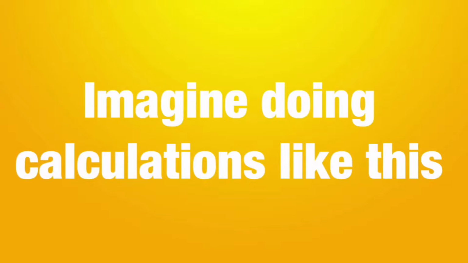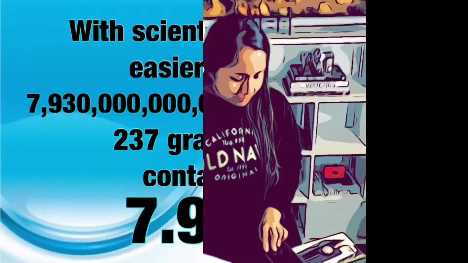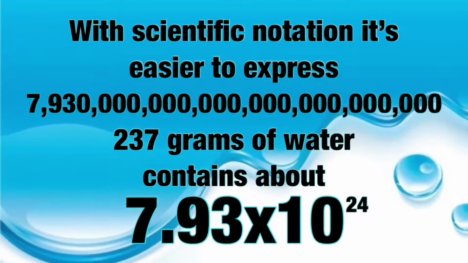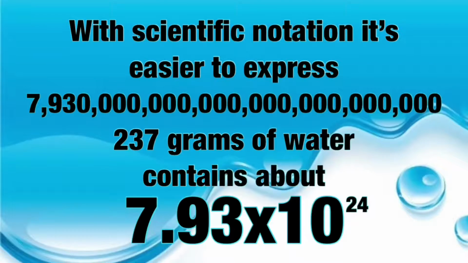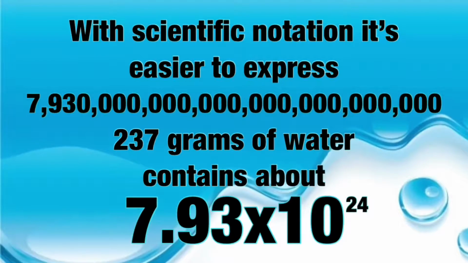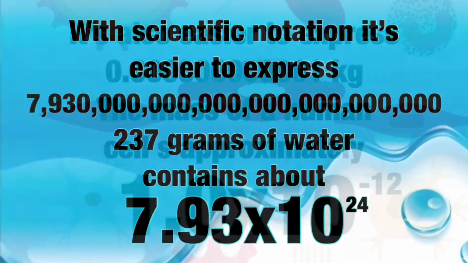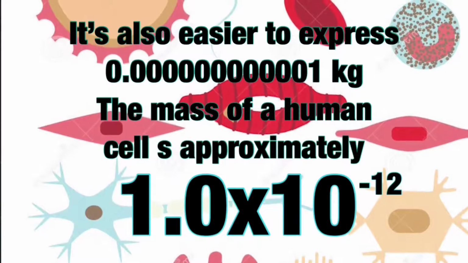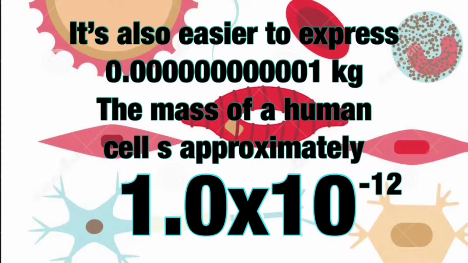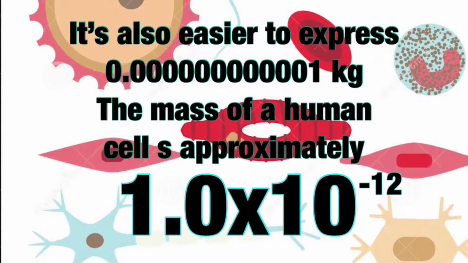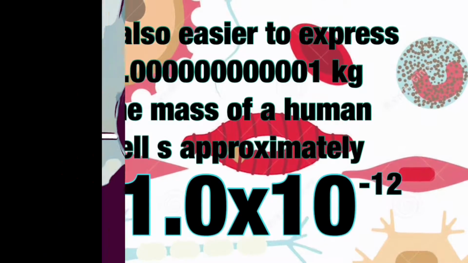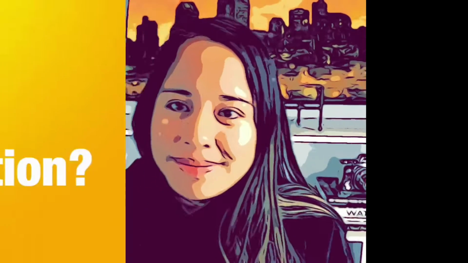Imagine doing calculations like this. With scientific notation, it's easier to express big numbers like this into something easier to read or say, like 7.93 times 10 to the 24th power. It's also easier to express small numbers like this into something easy like 1.0 times 10 to the negative 12th power. Basically, scientific notation decreases the stress of having to work with ridiculously large or small numbers.